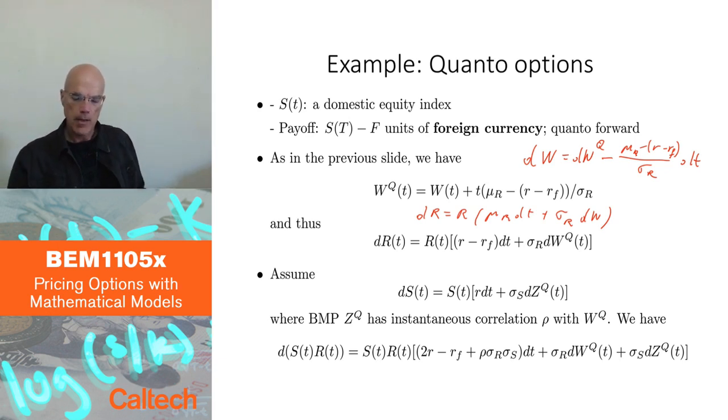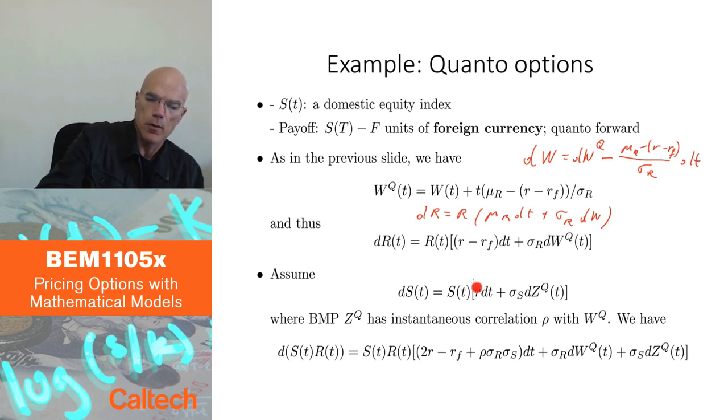And I need a model for the domestic index. I'm going to write the model right away under the Q probability, under which I'm going to assume no dividends for the index, just to keep it simple. So I know if there are no dividends, under Q, the index has to pay r in terms of expected return. And I'm just going to call this Brownian motion Z^Q. Okay, and maybe I want some correlation between the index and the exchange rate. And I'm going to assume that Z^Q, BMP means Brownian motion process.